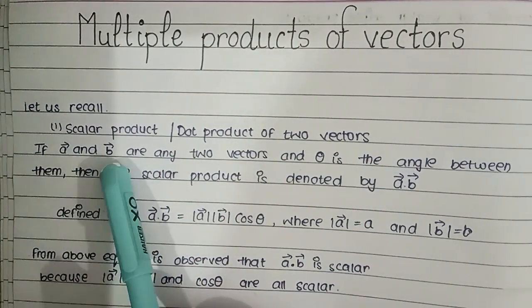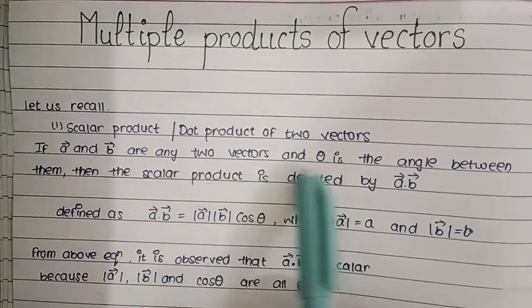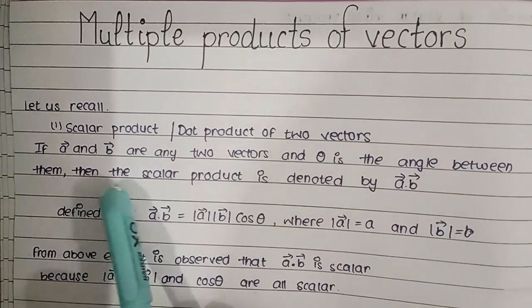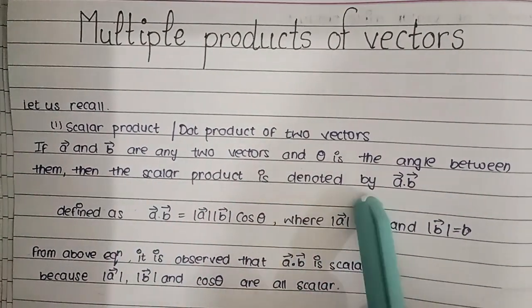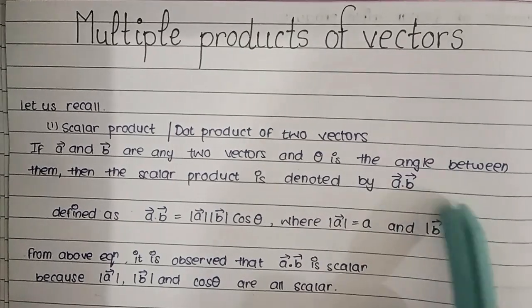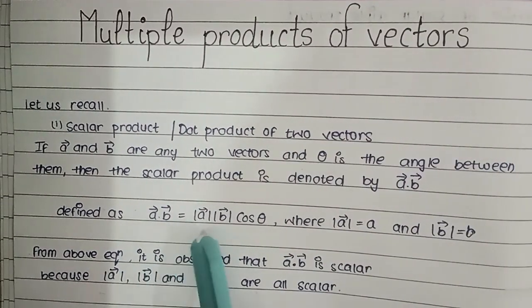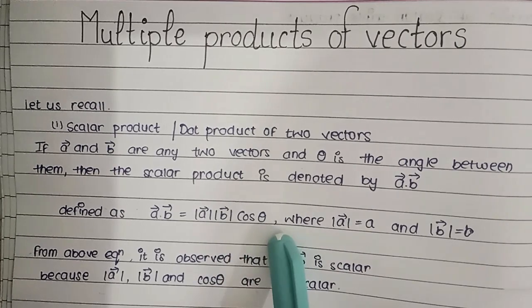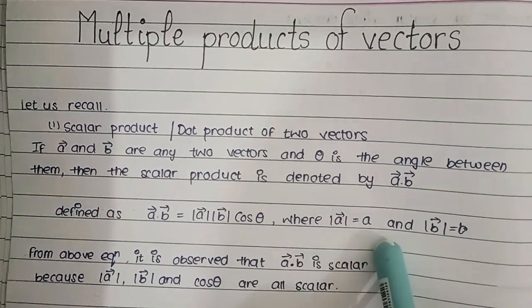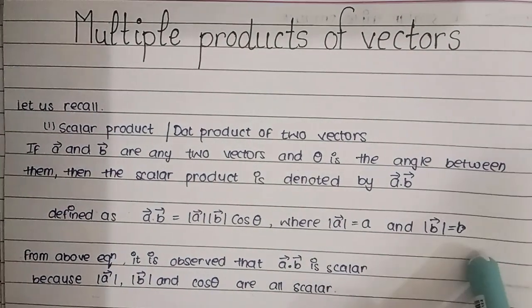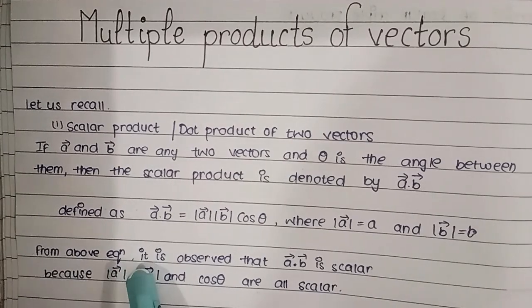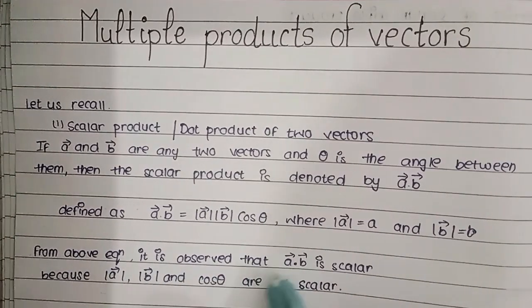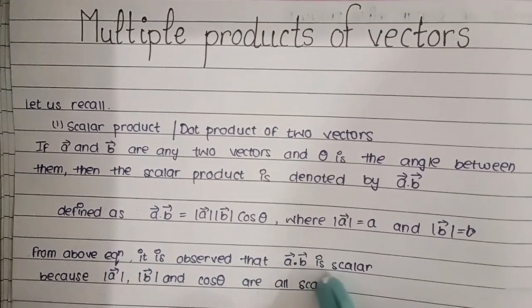If a vector and b vector are any two vectors and theta is the angle between them, then the scalar product is denoted by a vector dot b vector, defined as magnitude of a vector, magnitude of b vector, and cos theta, where magnitude of a vector is a and magnitude of b vector is b. From the above equation, it is observed that a vector dot b vector is a scalar.